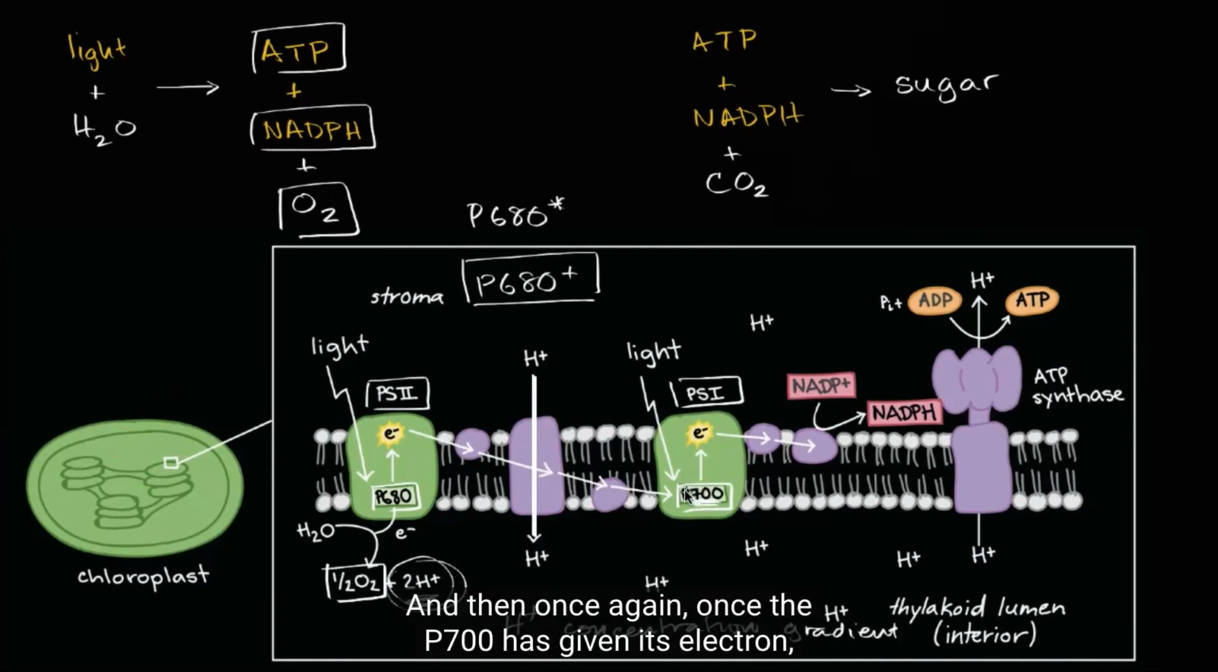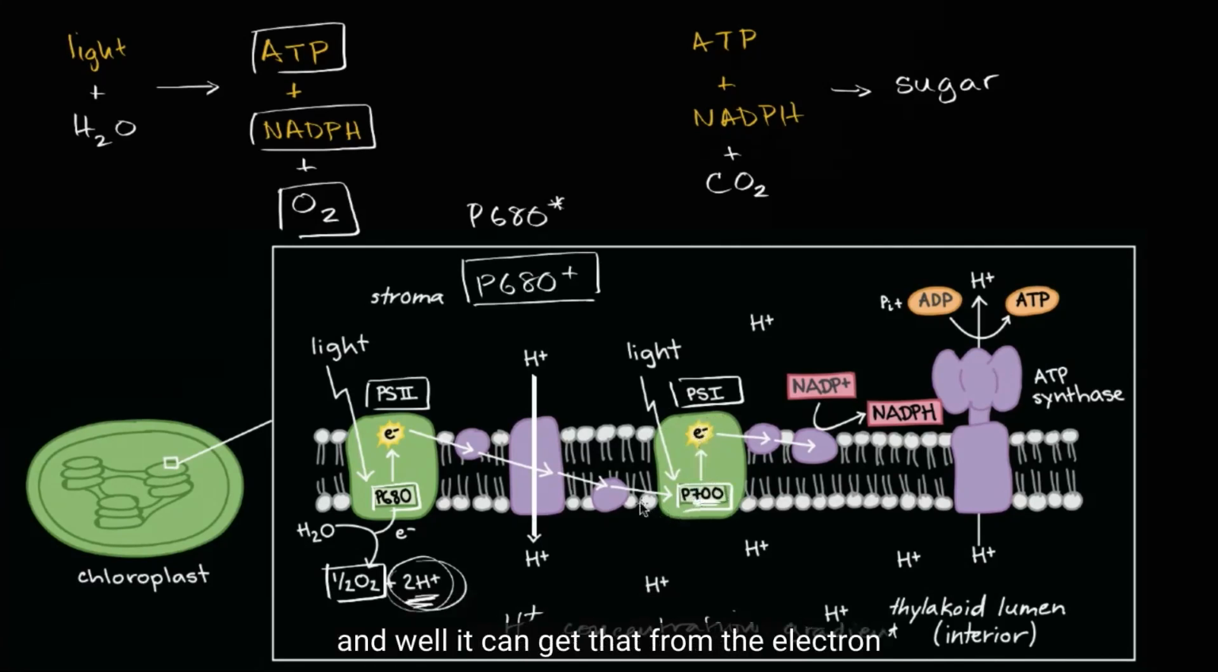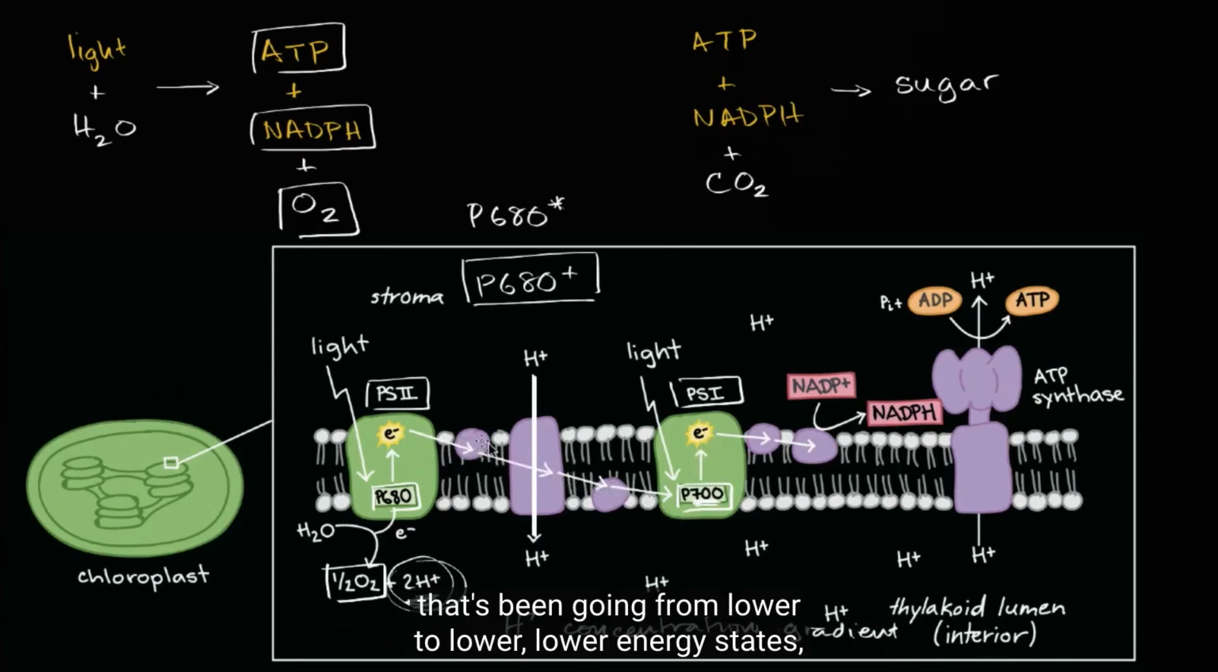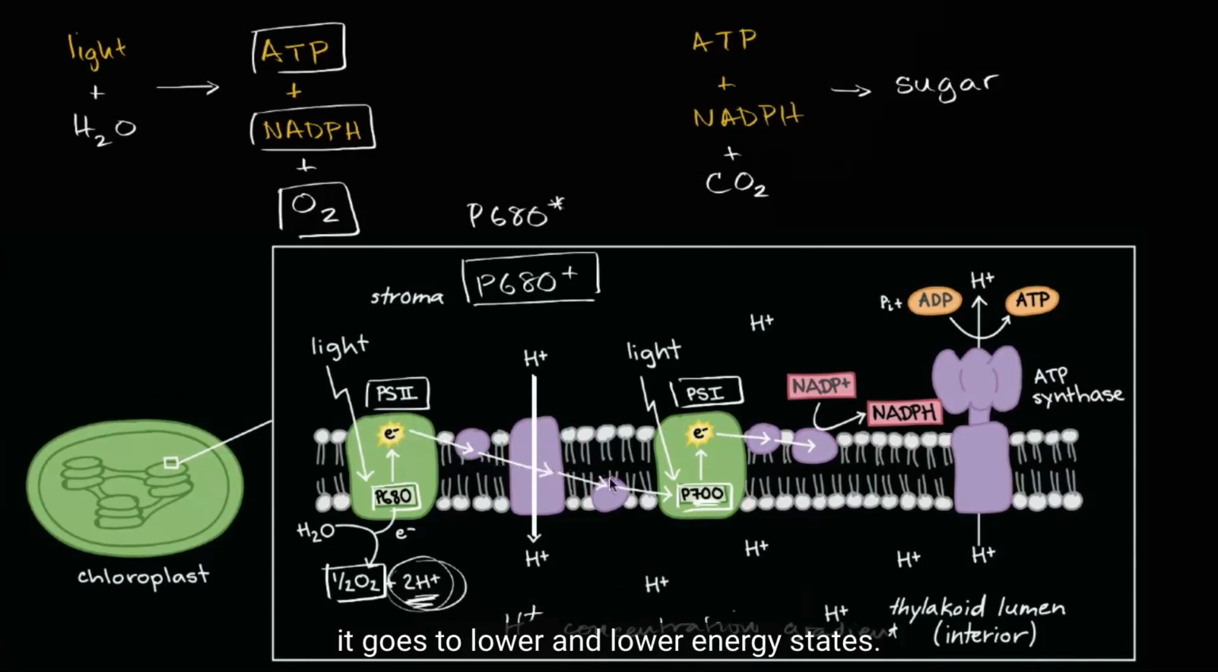And then once again, once the P700 has given its electron, it wants an electron, and it can get that from the electron that's been going to lower and lower energy states, that's essentially been making its way, you can conceptualize it, from photosystem 2. And so that's why you'll often see these diagrams. Light comes in, the electron gets energized, it gets excited, it goes to lower and lower energy states. As it's doing that, it's being transferred from one molecule to another, facilitated by enzymes. Part of that energy is being used to transfer hydrogen ions into the thylakoid lumen, into the interior.